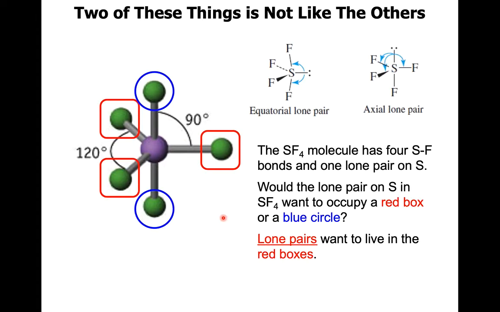All right, something else that can happen here. Equatorial lone pair, axial lone pair. The SF4 molecule has 4 SF bonds and 1 lone pair on the sulfur. Would the lone pair want to occupy the red box or the blue? Well, we said as we went through, they always, for the trigonal bipyramid, occupy the equatorial side. So it ends up occupying one of the equatorial sides.